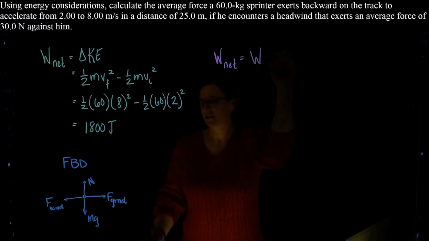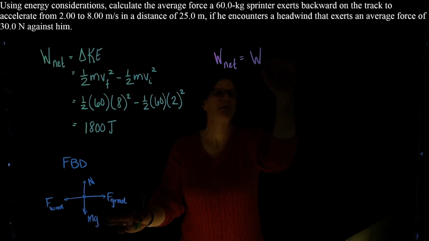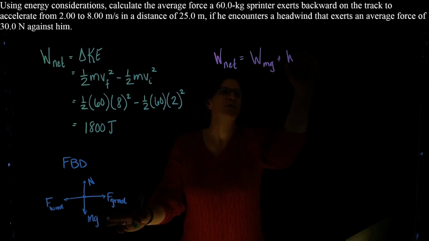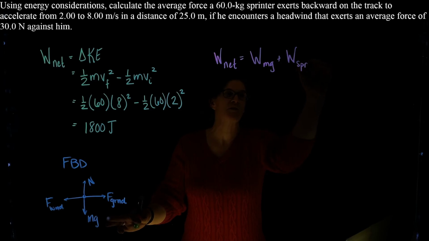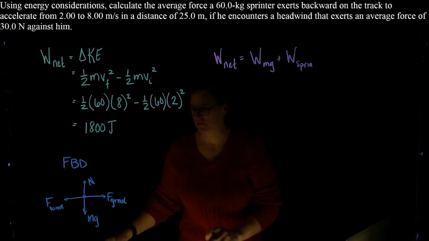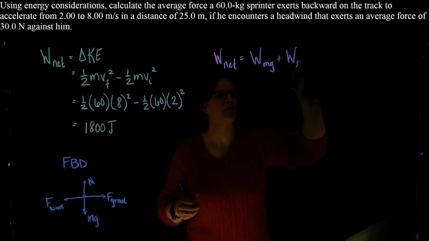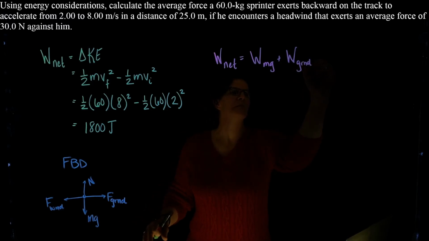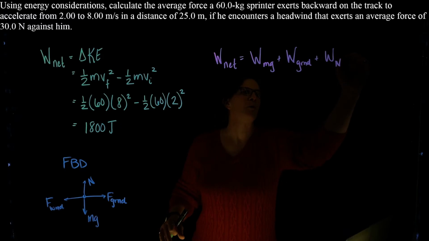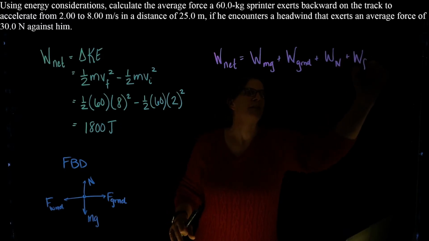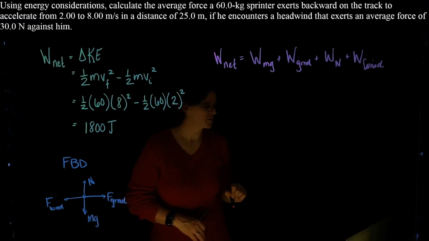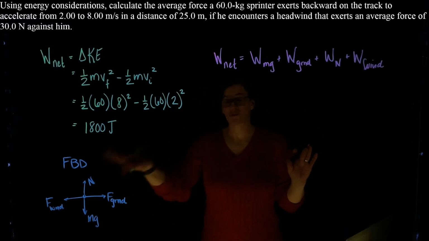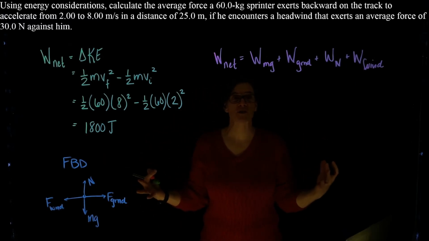The work done by gravity, the work done by the track on the sprinter, so the work done by the ground on the sprinter, the work done by the normal force, and the work done by the wind. I almost wrote friction. So those are all the forces that could be doing work on the sprinter.